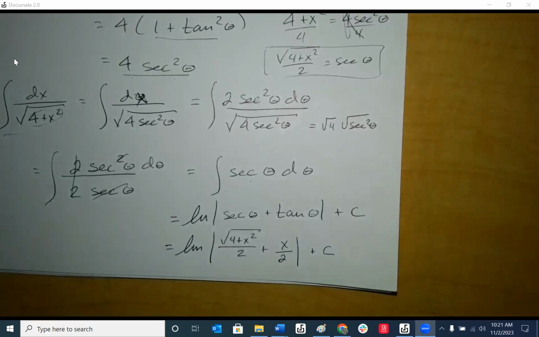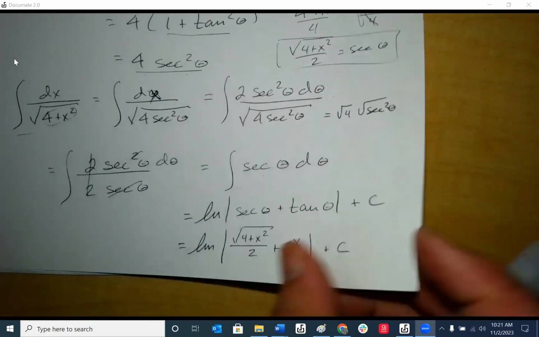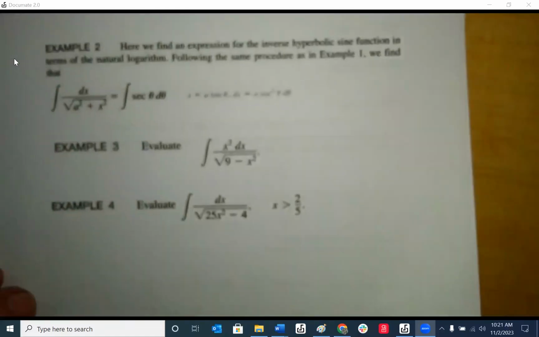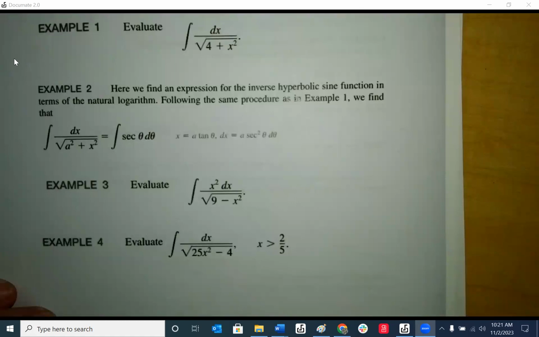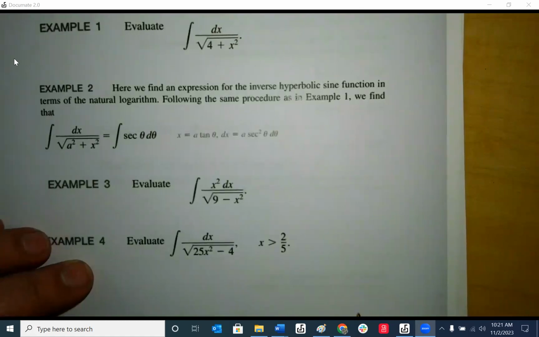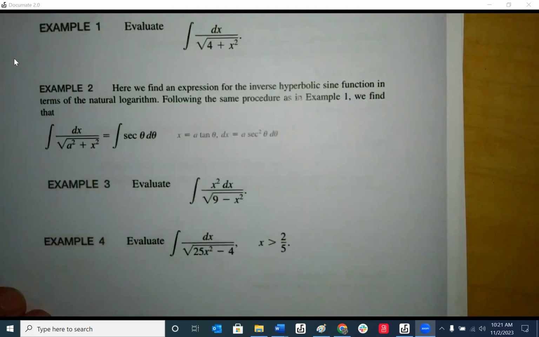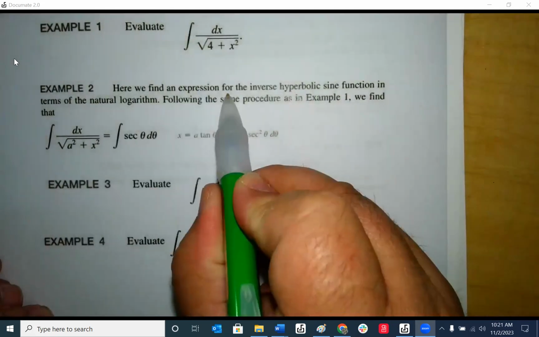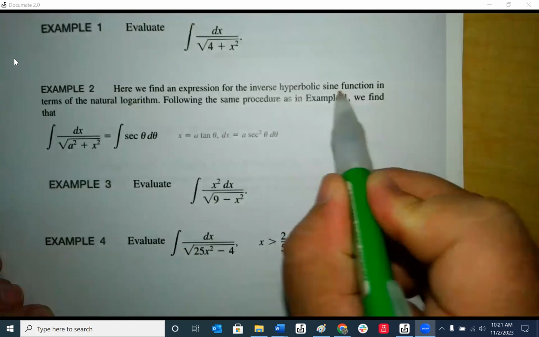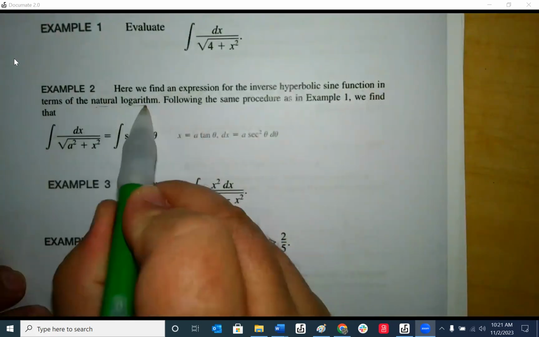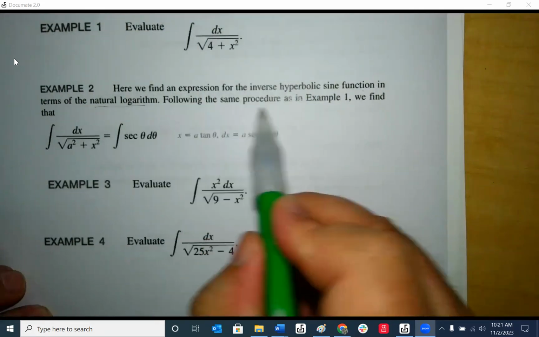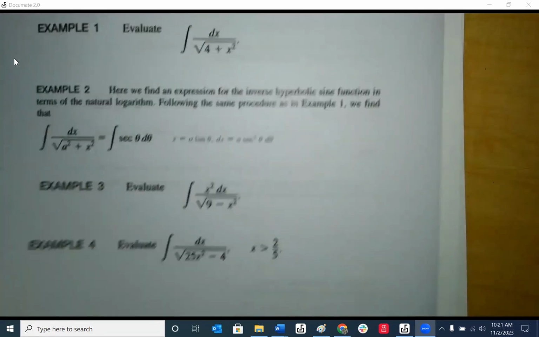All right, let's see. Right, so let's look at example 2. This one's not really an example, it's more of an explanation, but we'll work it through. Here we find the expression for the inverse hyperbolic sine function in terms of the natural logarithm. Follow the same procedure as in example 1. Okay, so we start off with that.